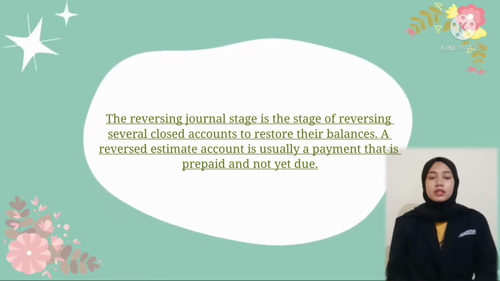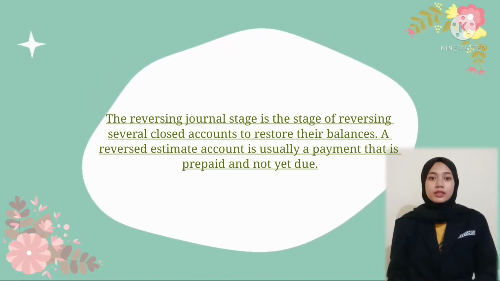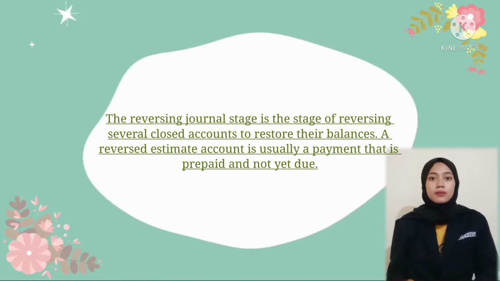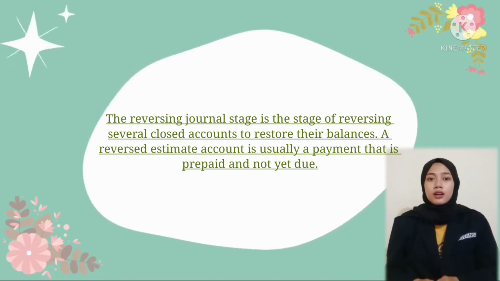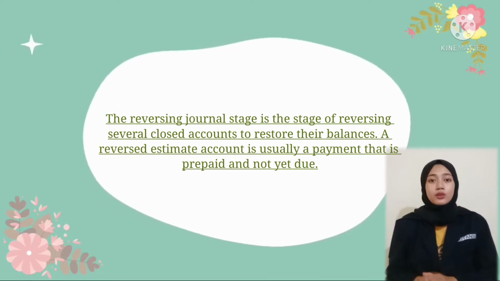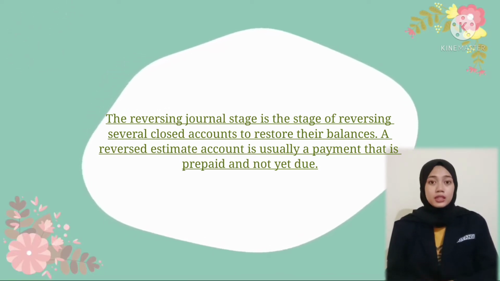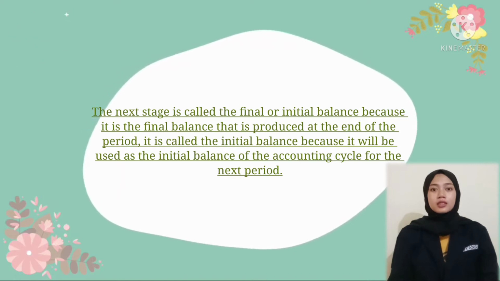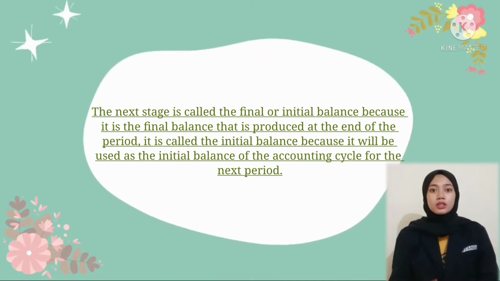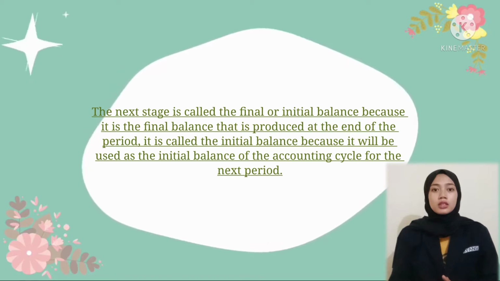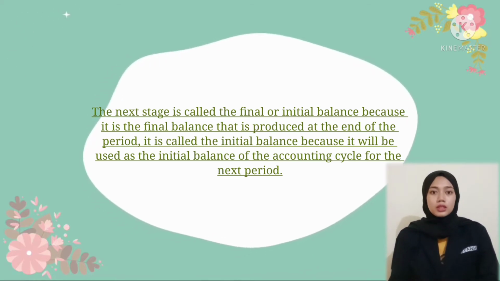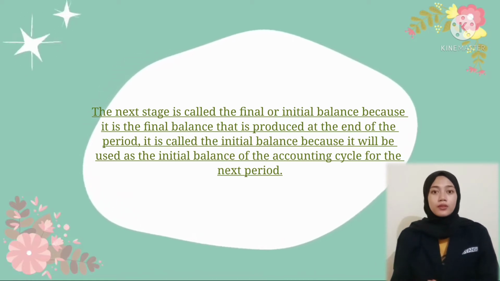The reversing journal stage is the stage of reversing several closed accounts to restore their balance. A reversed estimate account is usually a payment that is prepaid and not yet due. The next step is called the financial or initial balance because it is the final balance that is produced at the end of the period.